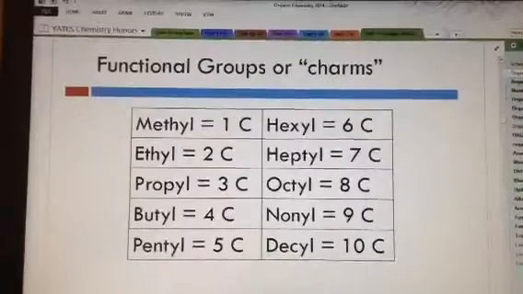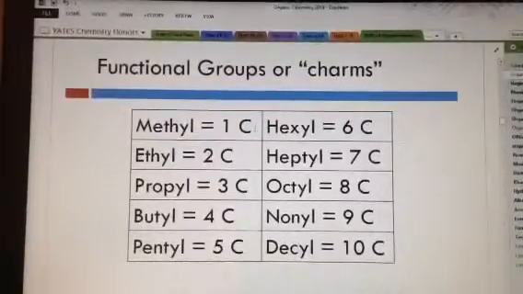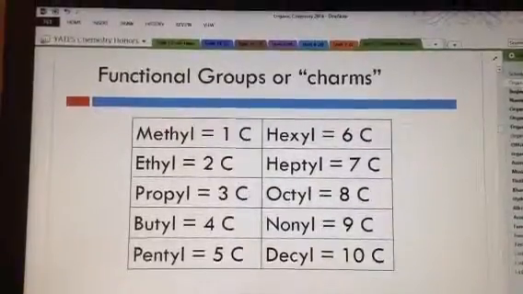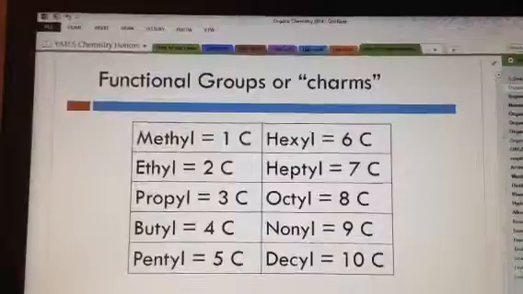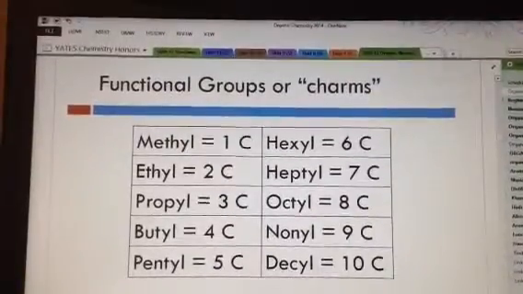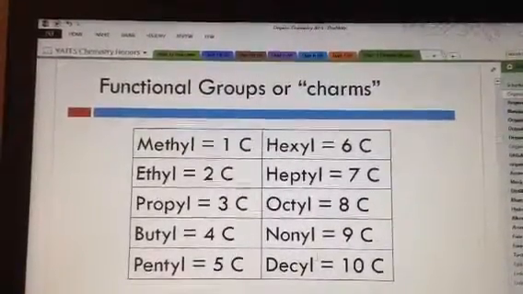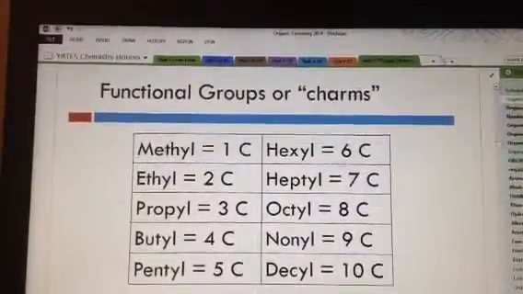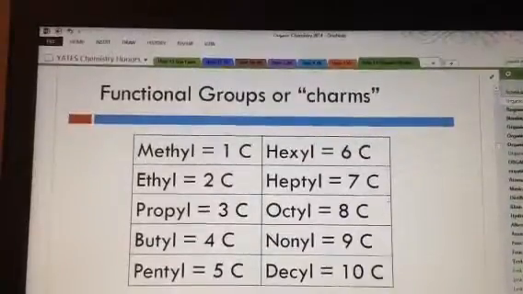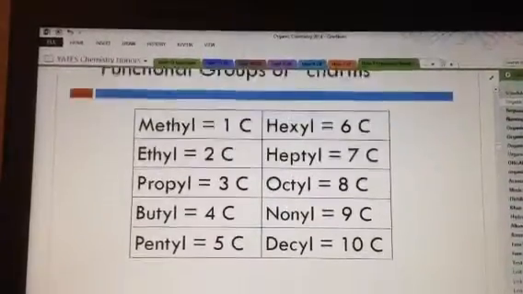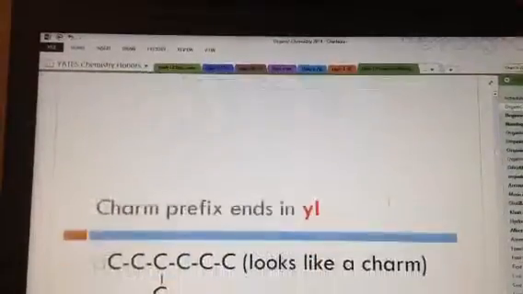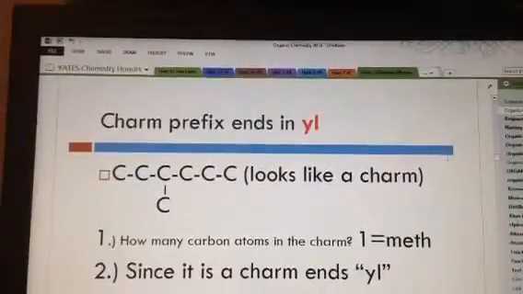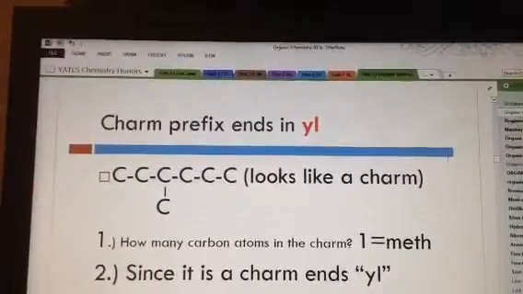So if you have one little carbon hanging off, it's methyl. 2 would be ethyl, 3 propyl, 4 butyl, etc. So all we're adding is YL to the ending of the typical counting of carbons. So we're still using carbon prefixes because we're still talking about carbons hanging off of the chains. So the charm prefix ends in YL for however many there are.